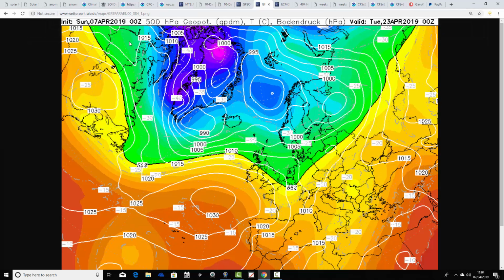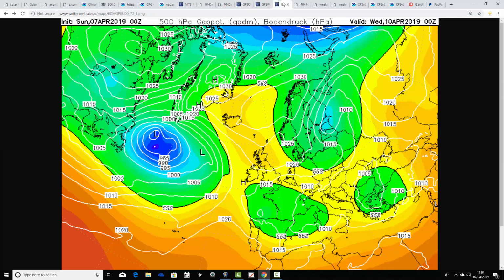That looks quite nice. The very end of the GFS parallel run on Tuesday 23rd of April, just going a bit cooler as that high pressure begins to pull out to our west southwest. But overall, these are very settled charts coming up for April, albeit there will be some showery bursts around at times. But high pressure is always looking to be quite dominant over the next couple of weeks.